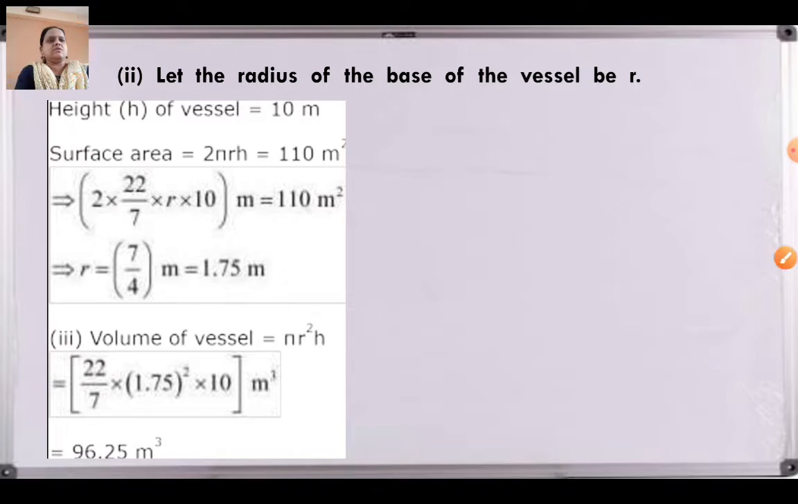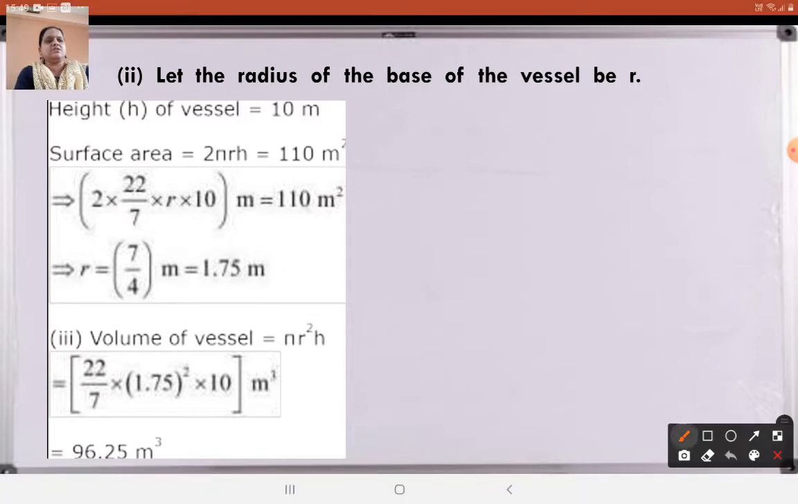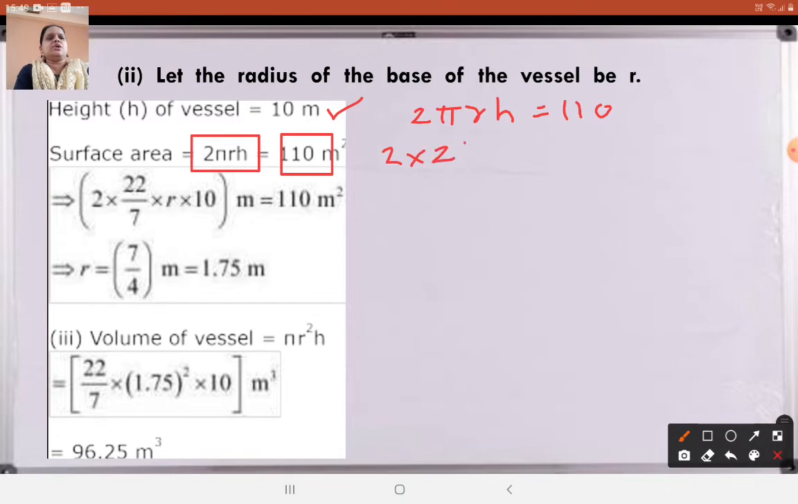So first of all, we will find the r value. What is given? The height is given as 10 meter. The curved surface area formula is 2 pi rh. The value we already got is 110. Use the formula and find the value of r, that is 2 pi rh is equal to 110. Substitute the values: 2 into 22 by 7 into r into h, which is given as 10, equal to 110.